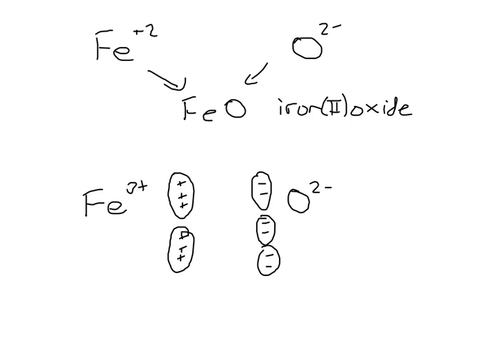So how do I name this thing now? Well, first I need to say how many there were. Fe, how many irons did I have? I used 2 of them. 1, 2. How many oxygens did I use? 3. 1, 2, 3. So we'd call it Fe2O3.